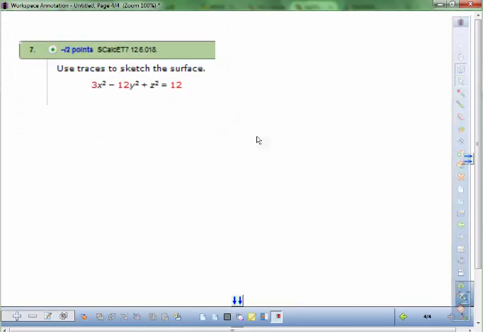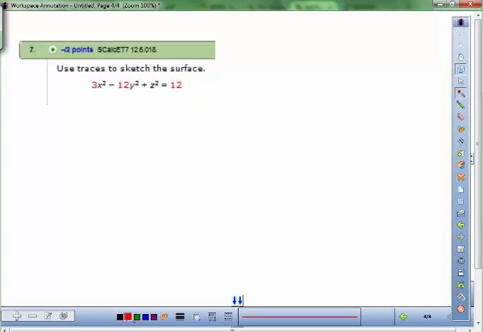So it says use traces to sketch the surface. So the first thing to note is that this kind of doesn't look like any of the things that we've talked about, well, until we mess around with it and play around with it and divide by 12, for example. And then we can see that it actually does look like one of those surfaces. So let's start by rewriting your surface.